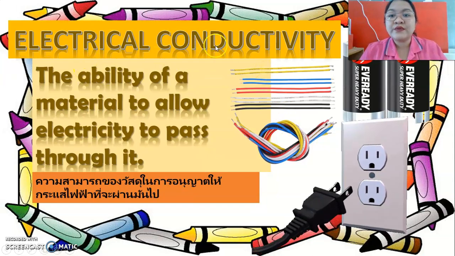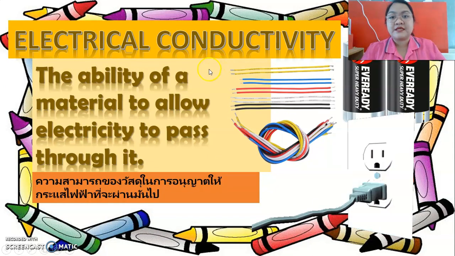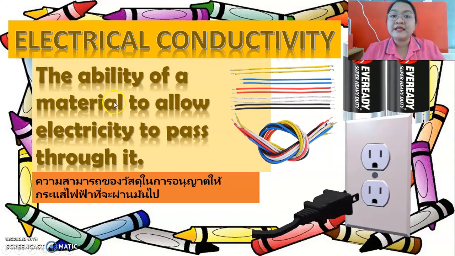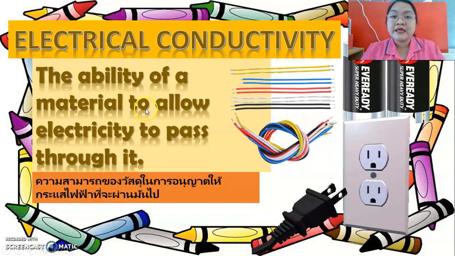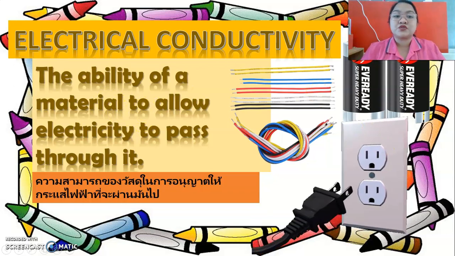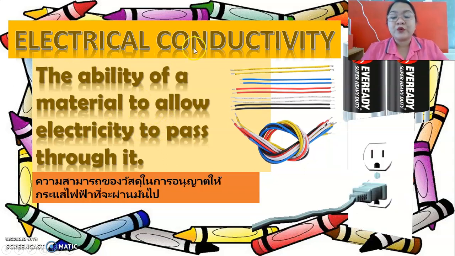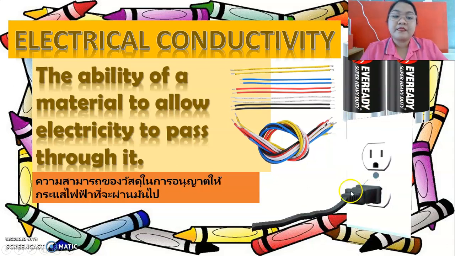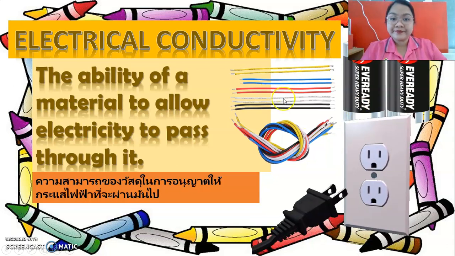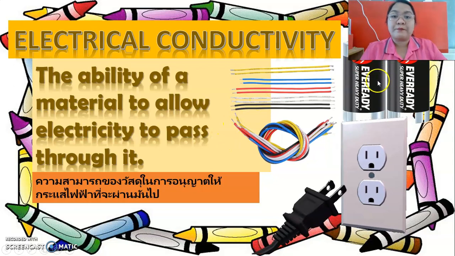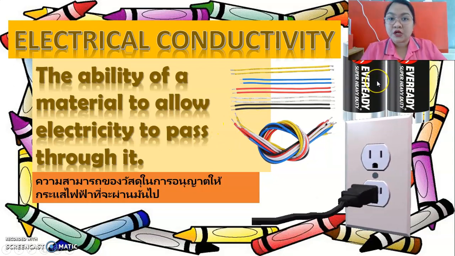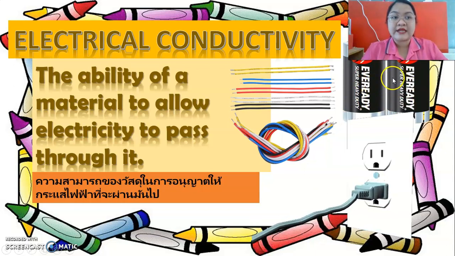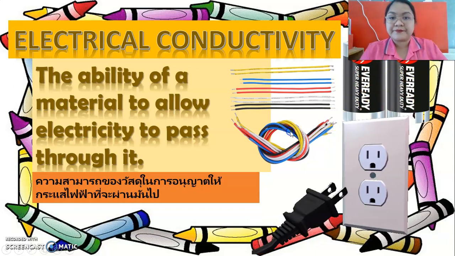Next, we have electrical conductivity. So electrical conductivity is the ability of the material to allow electricity to pass through it. So the best example of electrical conductivity is the battery, the plug, and the connecting wires. So metals are good electrical conductors because electricity can pass through it.